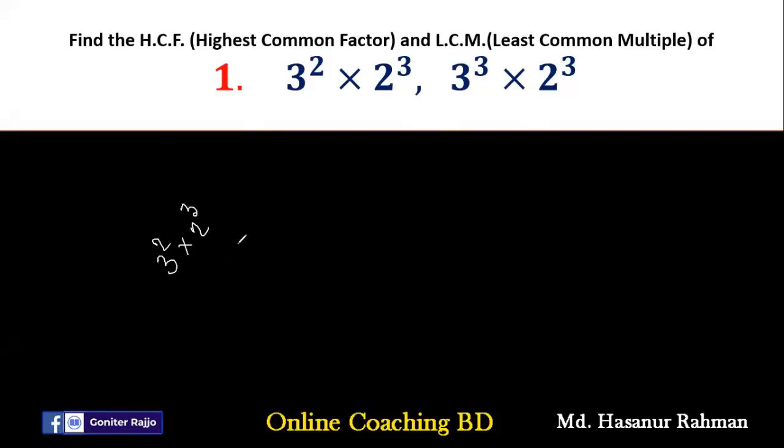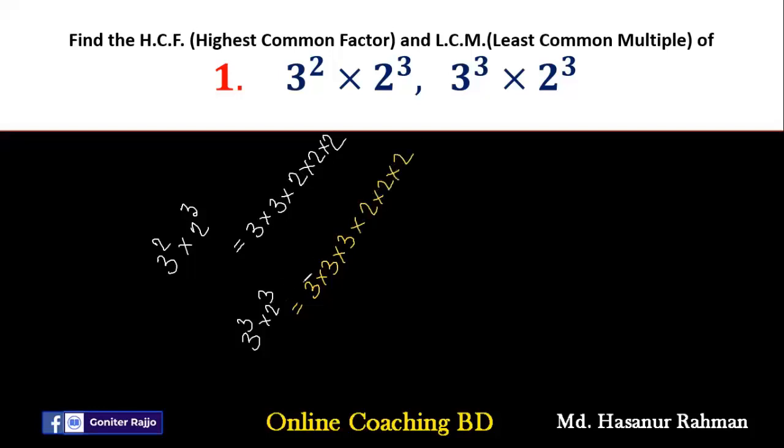So 3 square multiplied by 2 cube actually represents 3 multiplied by 3 multiplied by 2 cube, which represents 2 multiplied by 2 multiplied by 2. And 3 cube multiplied by 2 cube represents 3 multiplied by 3 multiplied by 3, and 2 cube represents 2 multiplied by 2 multiplied by 2. So 3 cube means 3 will be multiplied 3 times, and 2 cube means 2 will be multiplied 3 times.